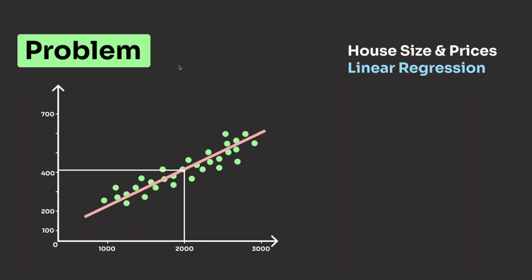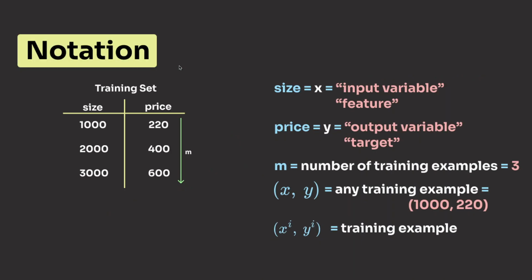Now let's take a look at some notation. So how do we define all of this? Well, first is the training set. The training set is all the data you're using to train your model. You use that data to create the model, and that's why it's called the training set. In our case, we have size as one parameter and price as the other. Size is the x value and price is the y value.